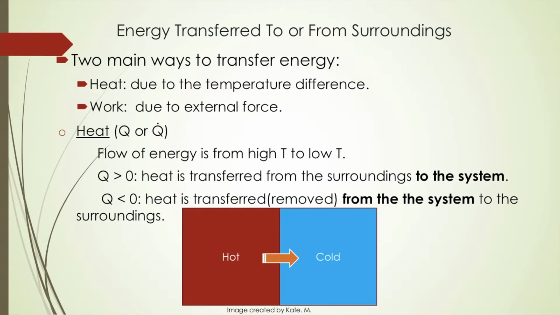There are two ways to transfer energy: heat and work. Heat is energy flow due to the temperature gradient. In the textbooks, the symbol for heat is capital Q. Some books also use lowercase q. Either way means heat in this course. When it's written as Q dot, that means the rate of energy transferred by heat. Flow of energy is from high temperature to low temperature. And why is that? Well, because the molecules in the hot region move faster than molecules in the cold region.